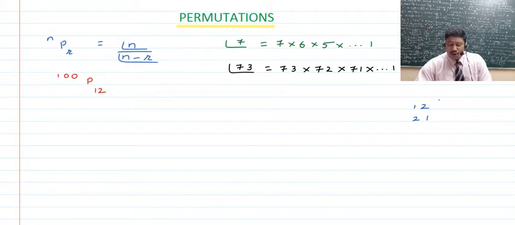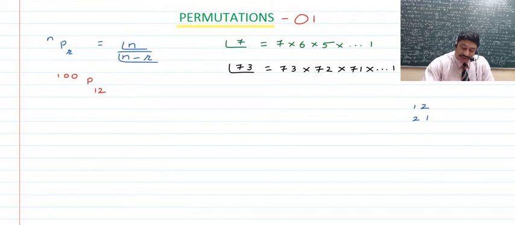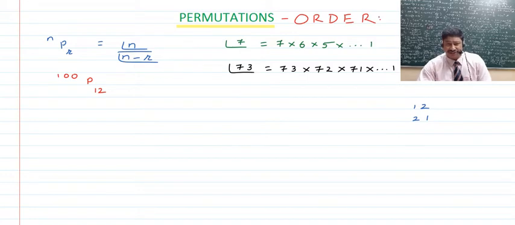This is how, order being important, such objects being chosen where order is important are known as arrangements or permutations, right? Always remember that when we talk about permutations, order is very important. If the order changes, the permutation or the arrangement changes, right?